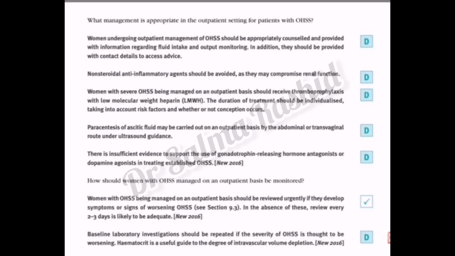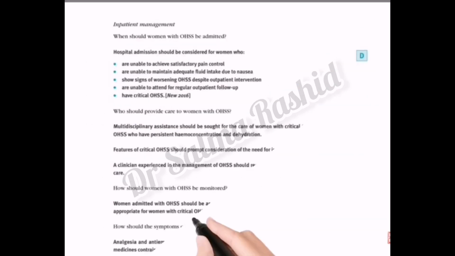For more details, see section 9.3. In the absence of these, review every 2 to 3 days is likely to be adequate. Baseline laboratory investigations should be repeated if the severity of ovarian hyperstimulation syndrome is thought to be worsening. Hematocrit is a useful guide to the degree of intravascular volume depletion.